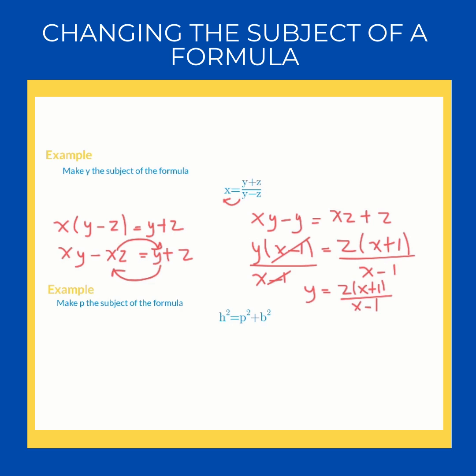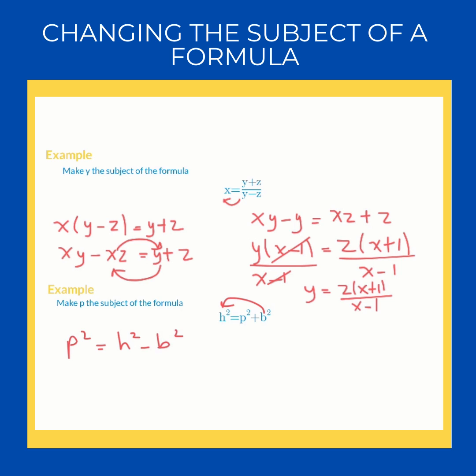Now the second example. It says make p the subject of the formula h squared equals p squared plus b squared. So to make p the subject, I'm keeping p squared on the right hand side of the equation, but I'm moving b squared to the left hand side of the equation. So it becomes p squared equals h squared minus b squared.